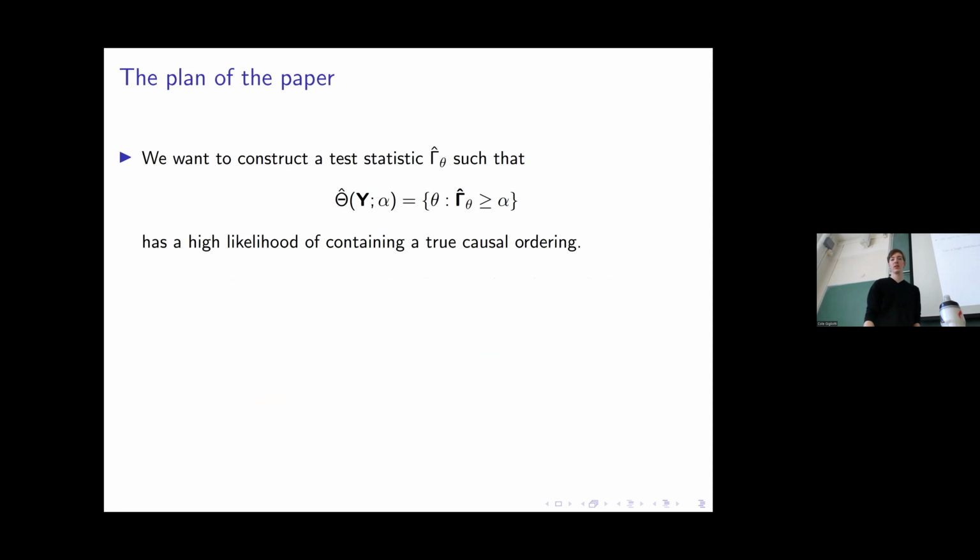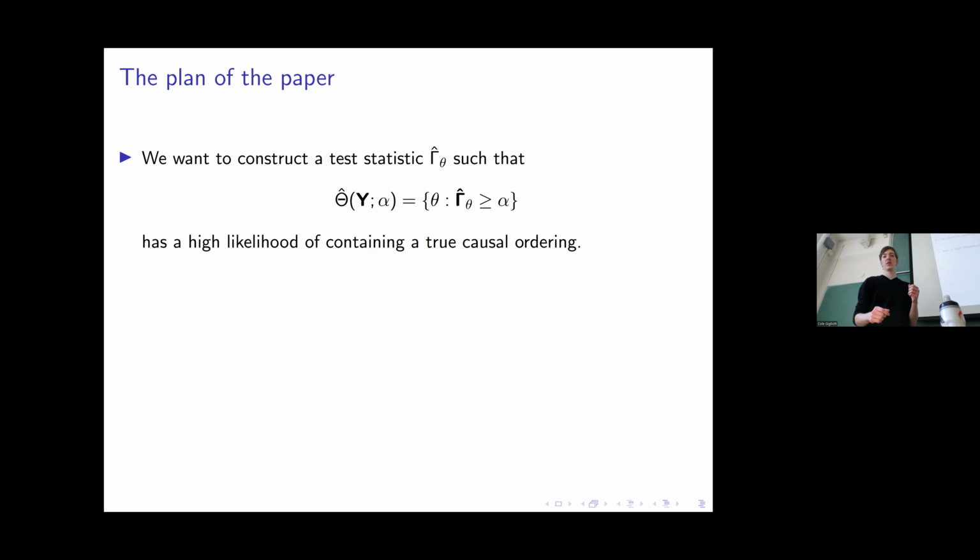So the plan of the paper is to construct a test statistic gamma. I should actually explain what these symbols mean. Little theta just represents a causal ordering. In their paper, it's synonymous with a permutation. So it's a permutation of the vertices or an ordering of them.